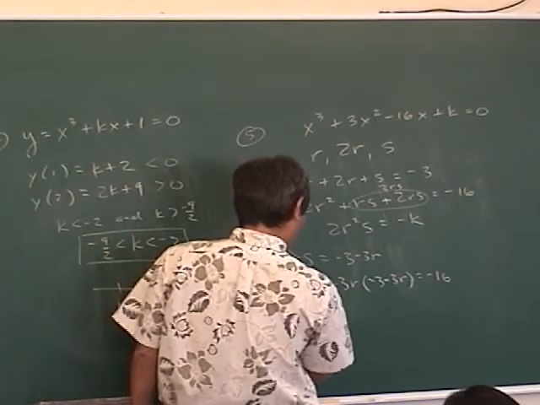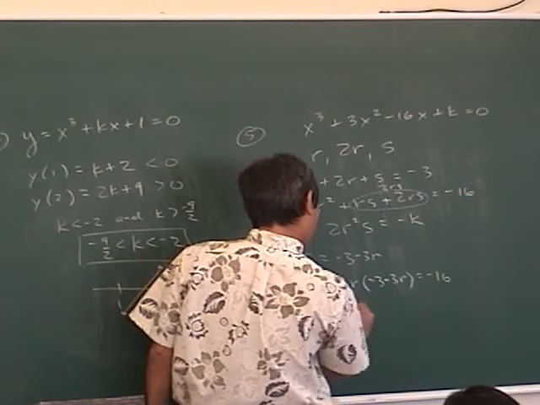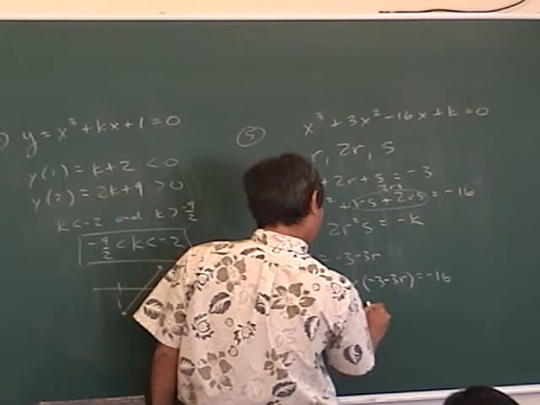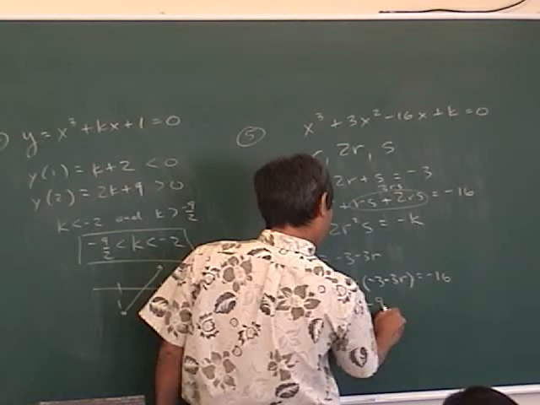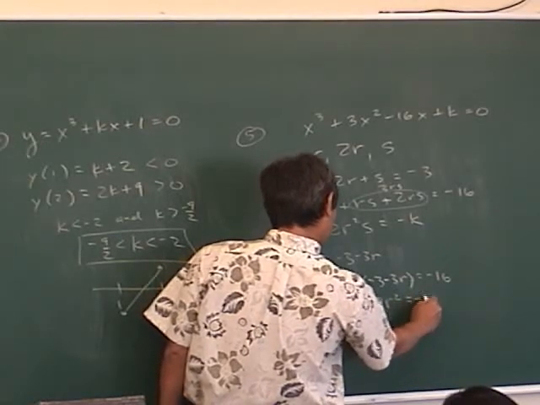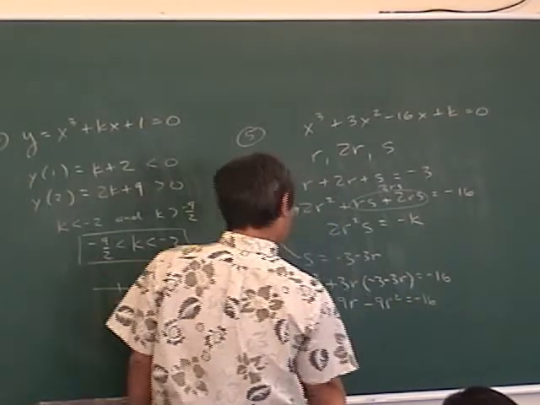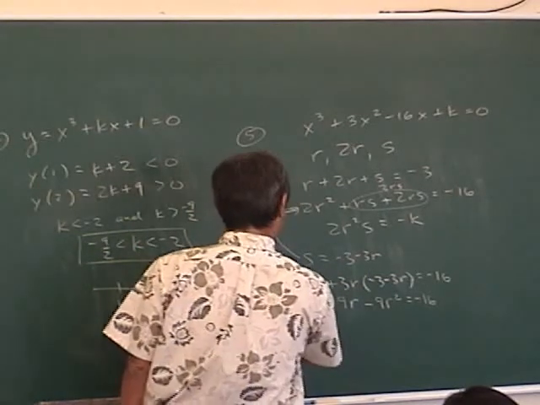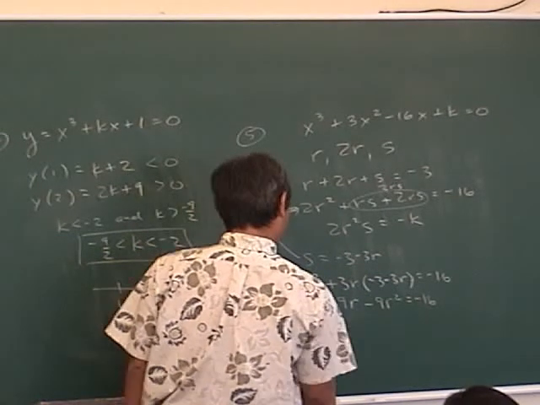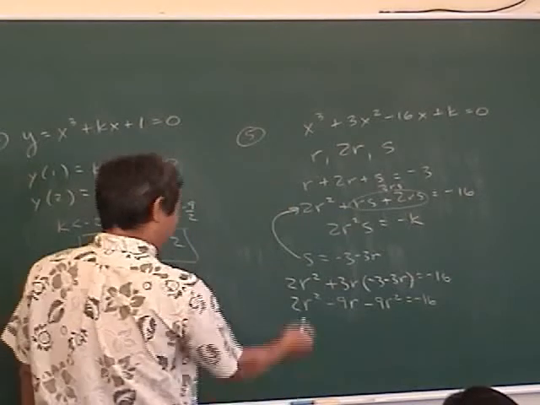So r squared minus 9r minus 9r squared equals negative 16. Something went wrong there. Oh yeah, there you go, it's 2. Okay, it's a quadratic equation.